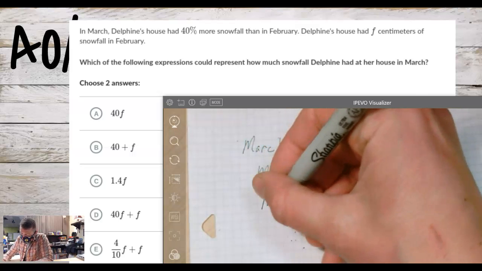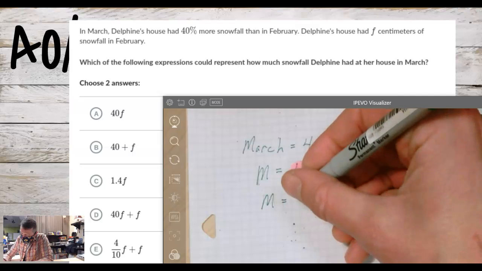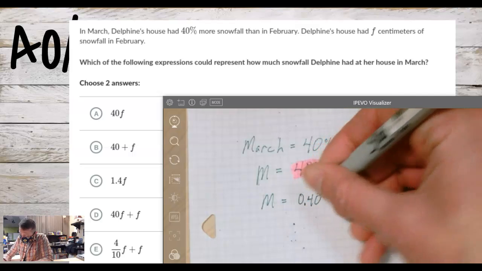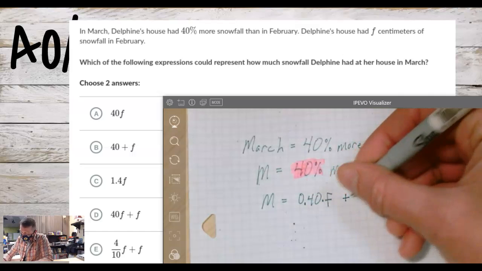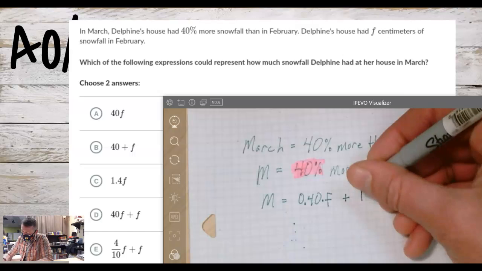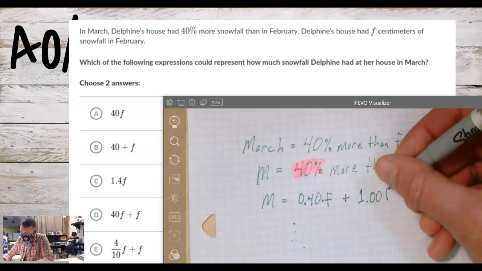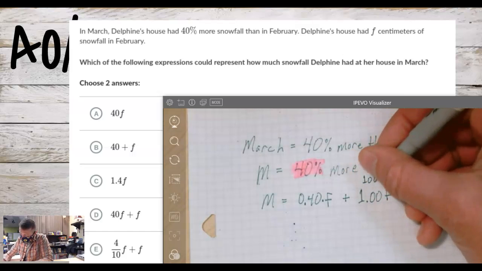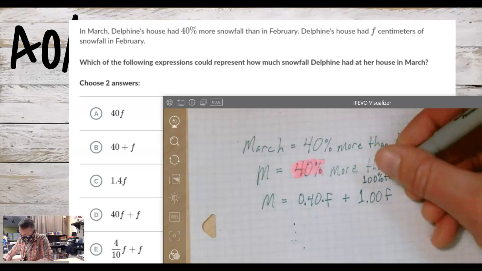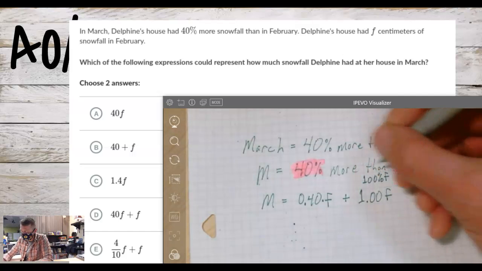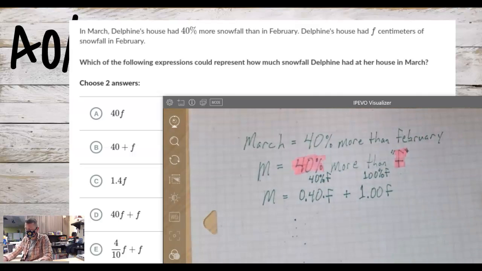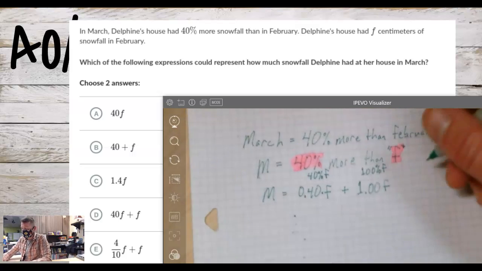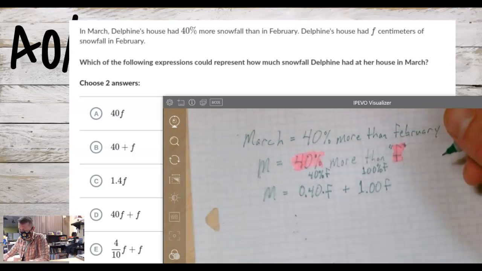So what we're saying is that March is 40% of F. And I'm going to switch to writing in decimals now. So 40% of F more than what we already had, which was 100% of F. So really small right here, I'm going to write this was 100% F. So that's all the snow in February. 40% more February snow.